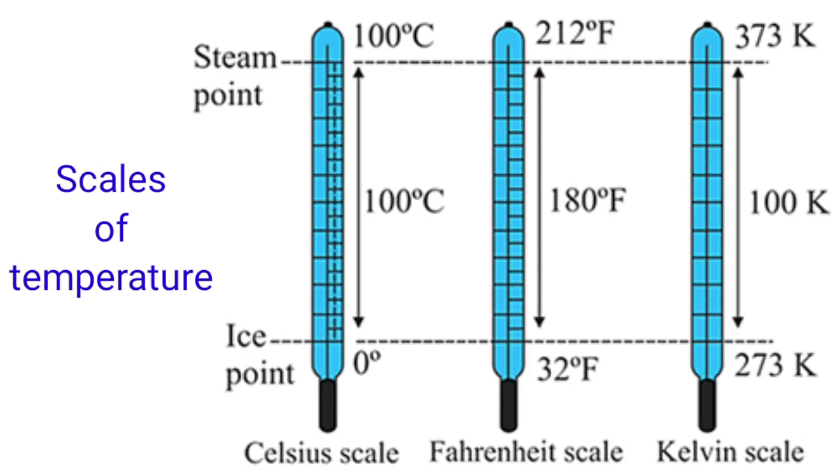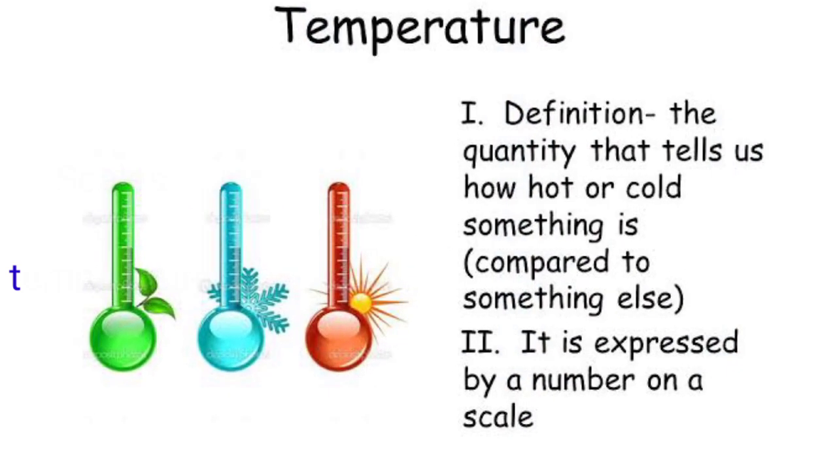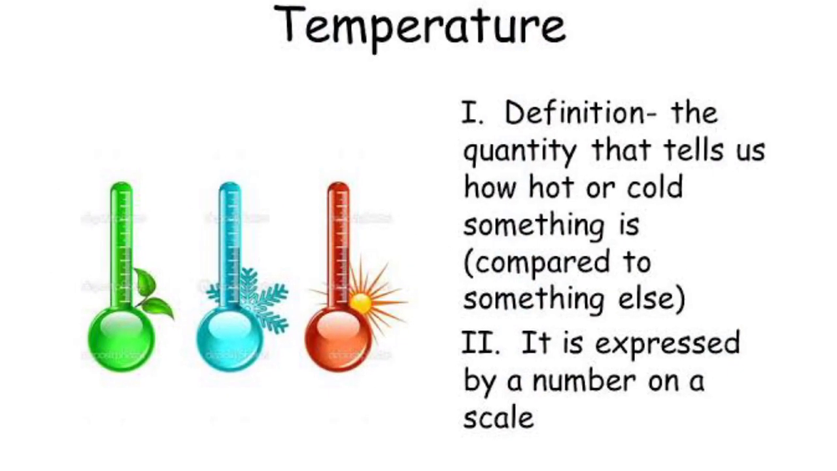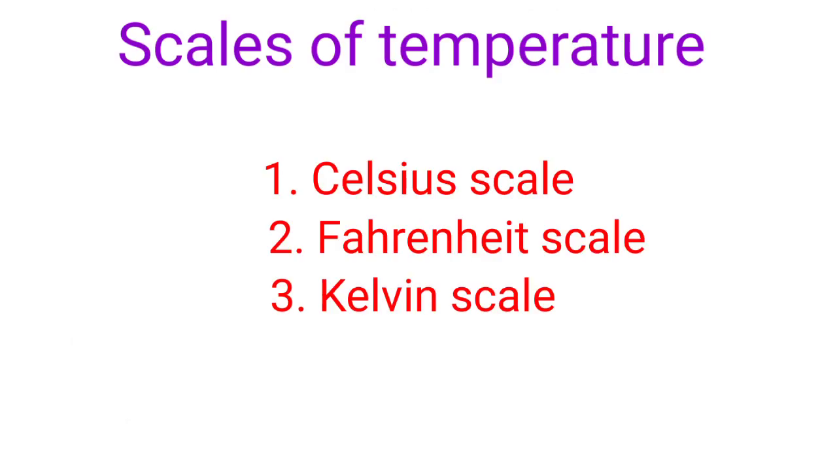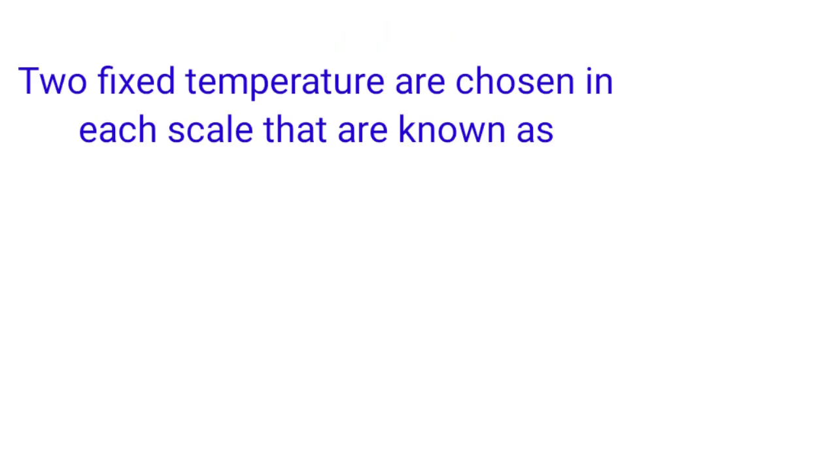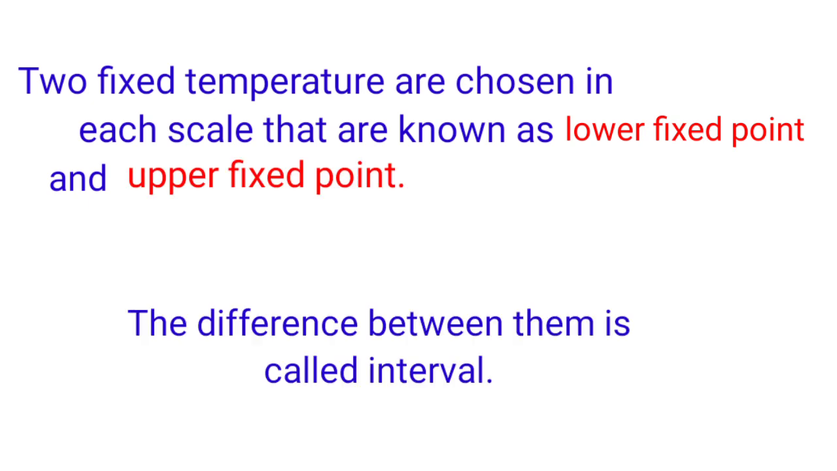Let's understand first the different scales of temperature. The definition of temperature is the degree of hotness or coldness of an object. It means the temperature gives you the exact measurement of how hot or how cold any object is. There are three scales of temperature: Celsius scale, Fahrenheit scale and Kelvin scale. We take two fixed temperatures that are known as lower fixed point and upper fixed point, and the difference between these two points is called interval.